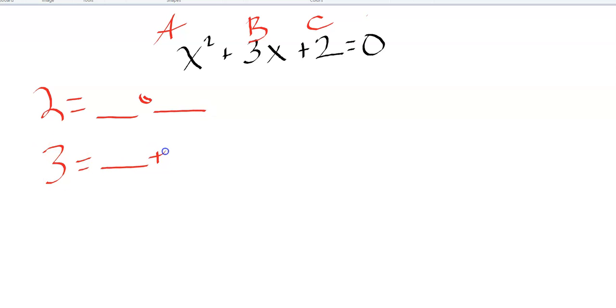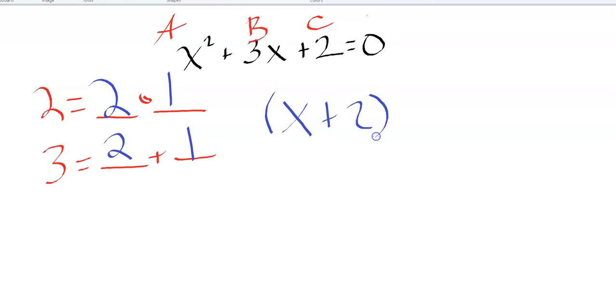Okay, so what are those factors? In this case, it's easy because the only factors of 2 are 2 times 1, and those are the factors that add to 3. But when I'm solving by factoring, I have to do one more step. So I'll go ahead and write these out as factors. I've got x plus 2, and I've got x plus 1. But what I've got to do if I'm solving by factoring is I've got to set each one of these factors equal to 0.